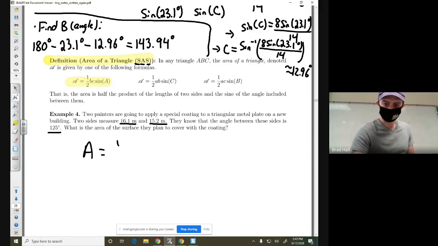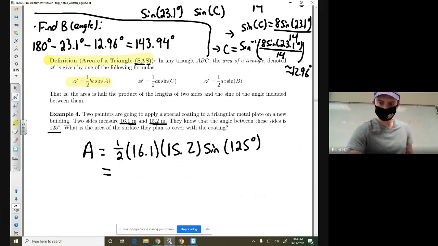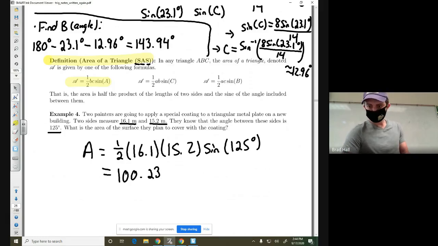The area is 1/2, the two sides. See, it doesn't even matter about the number of formulas. They all work the same exact way. So that's it. That's all you have to do for this. So this one's much easier. Call it 100.23 meters squared. This is area, after all.